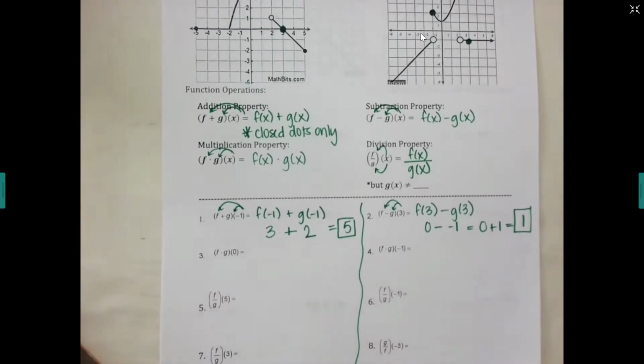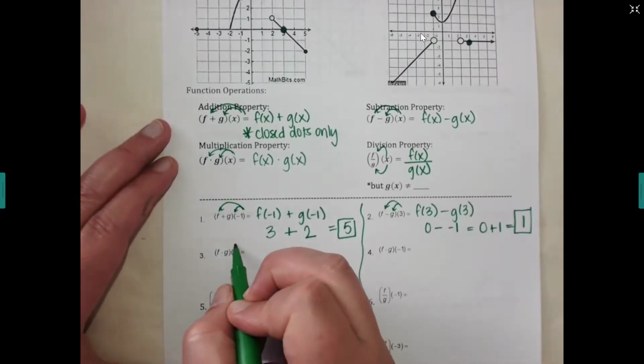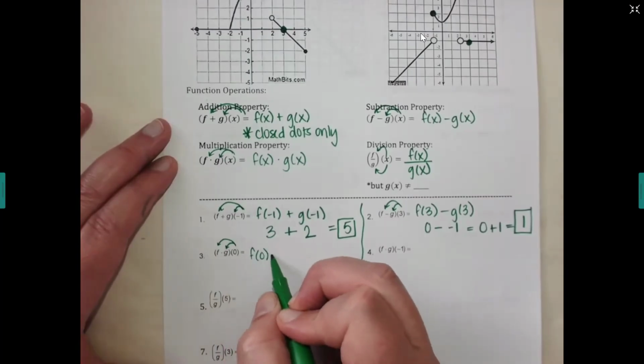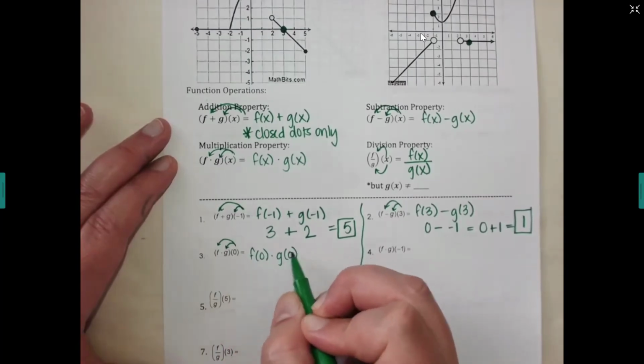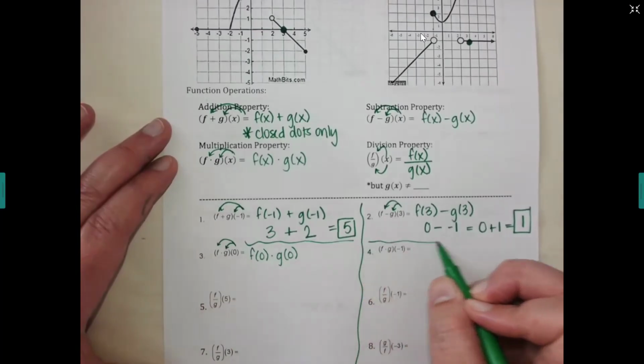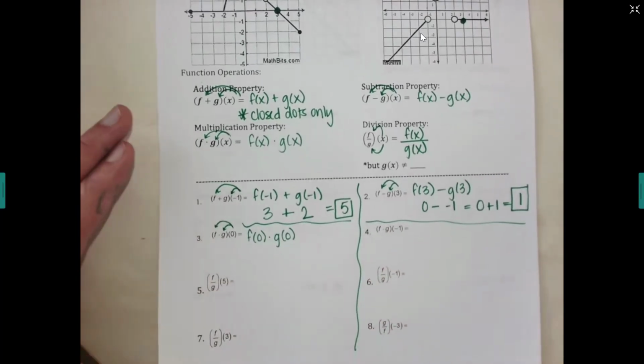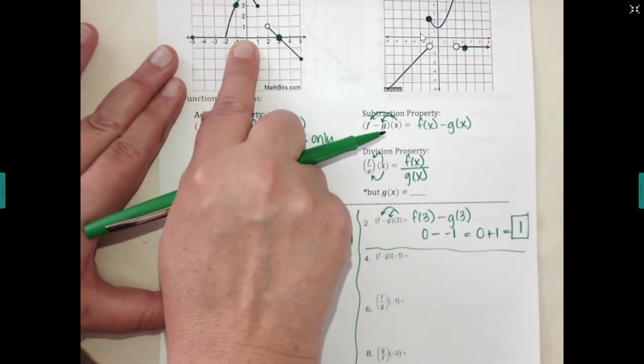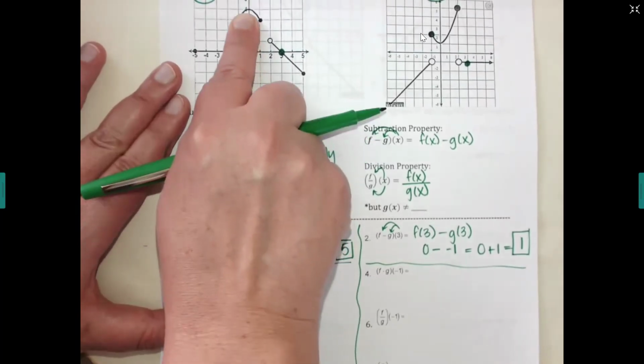All right, next row is multiplication. We're going to take our 0, push it into F and G. So that's F of 0 times G of 0. Remember, the number in the parentheses is where you go on the X-axis. F and G are how high or low the graph is at that point. So F of 0, you'd stay dead center. How high is the graph of F at 0?